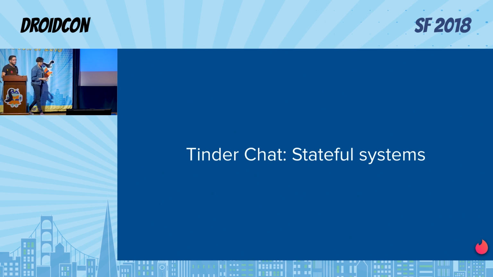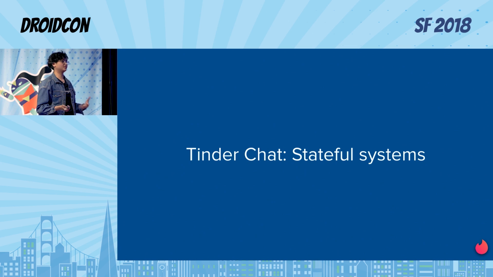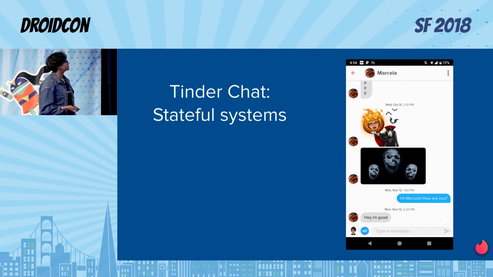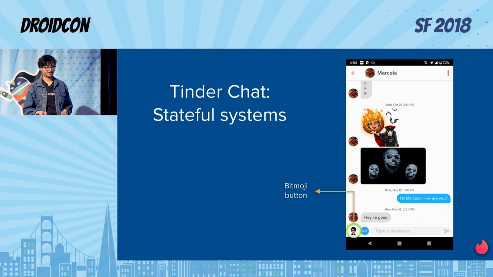Cool. All right, so let's look at an example. Let's take Tinder chat as an example, and let's look at how we can apply these ideas to it. So this is what the chat currently looks like in Tinder. And right here you can see that nothing is activated, nothing is focused, it's just static. So let's move down to the bottom of the screen where we have a GIF button and a Bitmoji button. Now these two buttons, when the user interacts with them, will enable the user to send either GIFs or Bitmojis respectively.